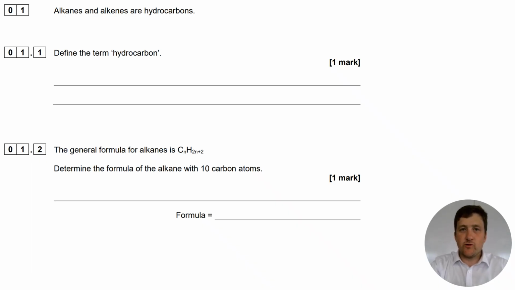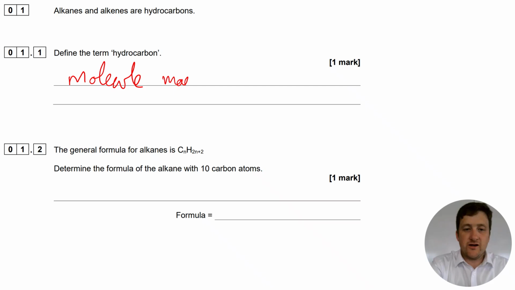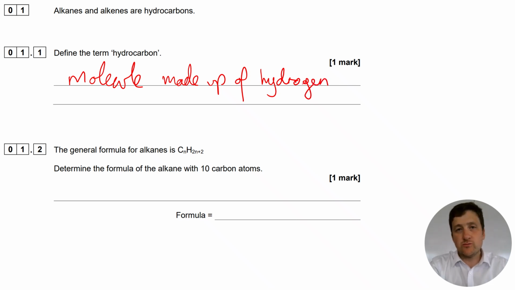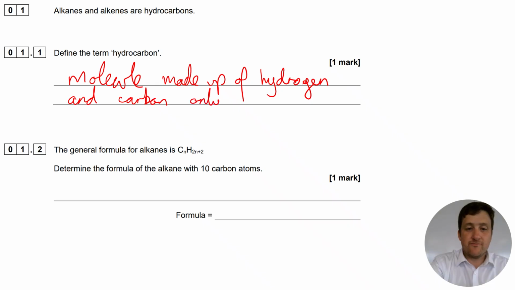Define the term hydrocarbon. Well, this is one of your set definitions. You need to know a hydrocarbon is a molecule. How do you know it's a molecule? Because it's a small covalent molecule because of the term hydrocarbon. It's a molecule made up of, and the word pretty much tells you, hydrogen and carbon. Now you can say it either way around, but I think hydrogen and carbon makes sense. But crucially, a hydrocarbon only has those two things in it. It's not officially a hydrocarbon if it has any other element in it.